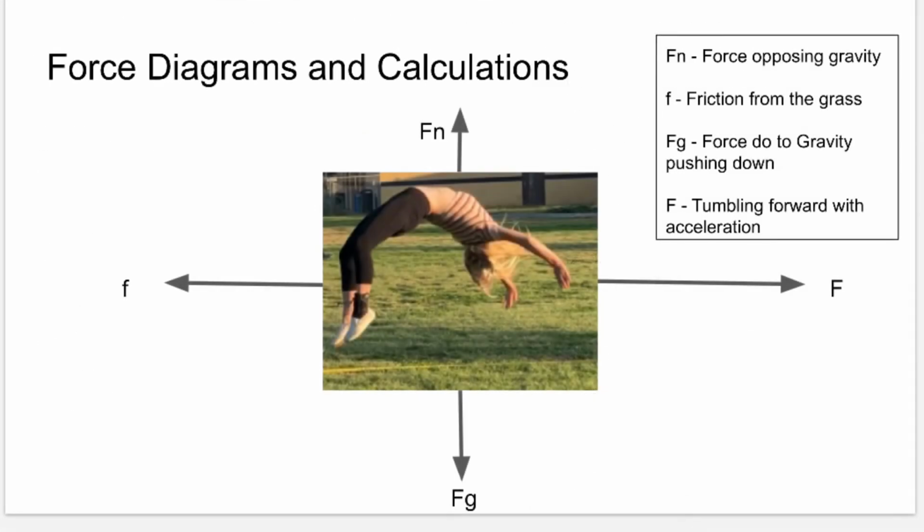Lastly, I have my force diagram. I used Fn, that's pulling me up, big F as tumbling forward, lowercase f as friction from the grass, and Fg as force due to gravity pushing me down.